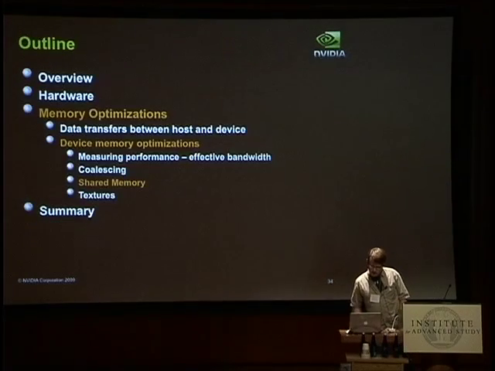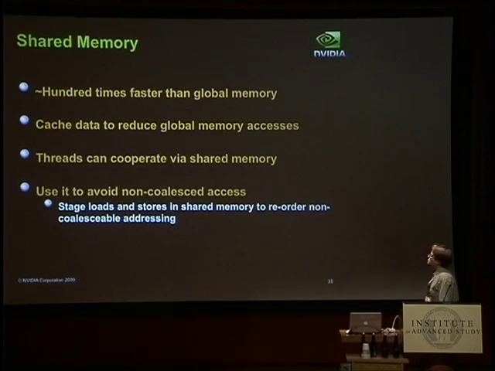So let's look at how that would work. Shared memory. Shared memory is a lot faster than global memory. You can think of it as managing cache. Threads can cooperate through shared memory, and the fundamental thing you're trying to think of is avoiding these non-contiguous reads and writes to global memory.